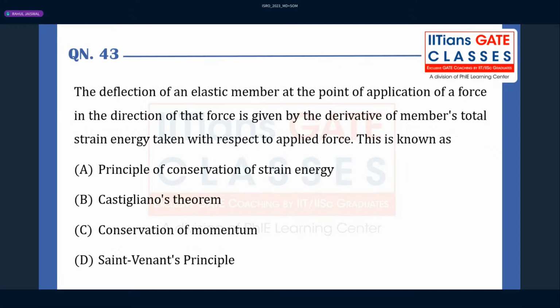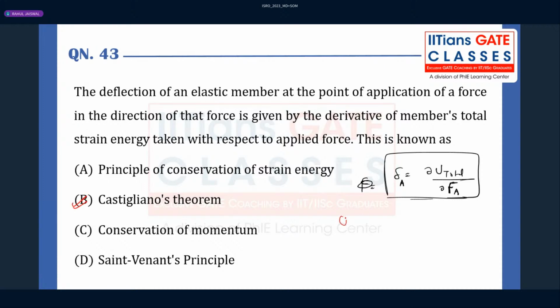Now try to solve this 43 number question. The deflection of elastic member at the point of application of the force in the direction of a force is given by the derivative of the member's total strain energy. That means if you want to find deflection, then you have to differentiate with respect to the load which we applied at that particular point, right? Wherever this load is acting, there only we are finding the deflections. That statement was clearly given by Castigliano's theorem.